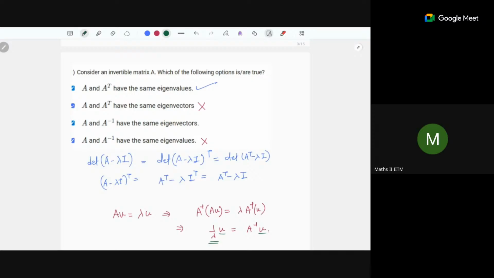Now my question to you is: suppose A is an invertible matrix. Can 0 be an eigenvalue of A if A is invertible? No, sir, because it is invertible. Yes, that is true. If 0 is an eigenvalue, it will have some nullity. That means there is some non-zero vector that lies in the null space of A, which means the determinant has to be zero, which is a contradiction to invertibility.